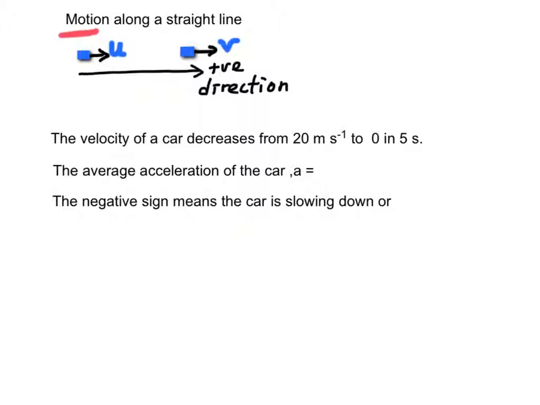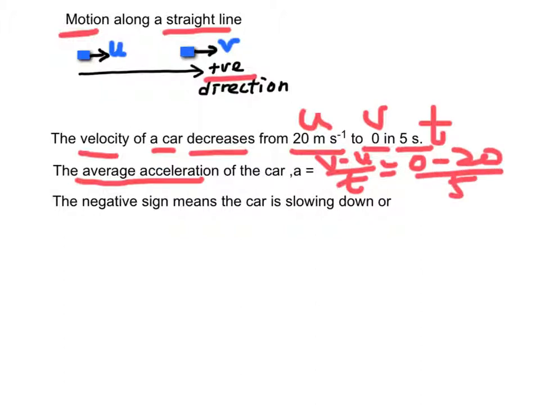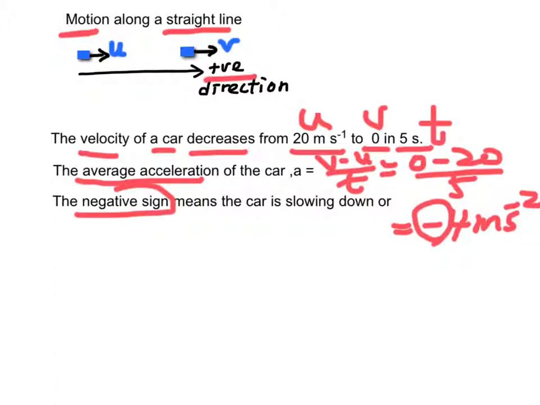Consider another motion along a straight line. Let's take towards the right as positive again. If the velocity of a car decreases from 20 meters per second to 0 in a time interval of 5 seconds, we say the average acceleration of the car will become v minus u over t, which is 0 minus 20 over 5, which is equal to -4 meters per second squared. The negative sign means that the car is slowing down or decelerating.